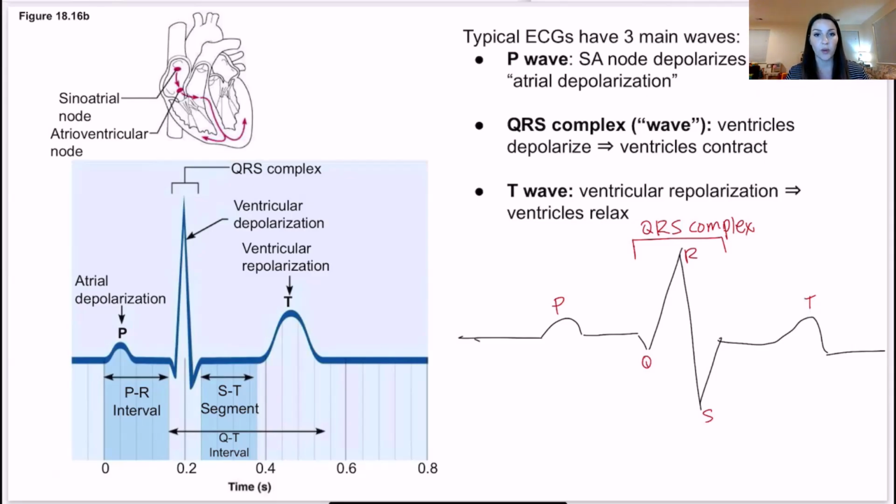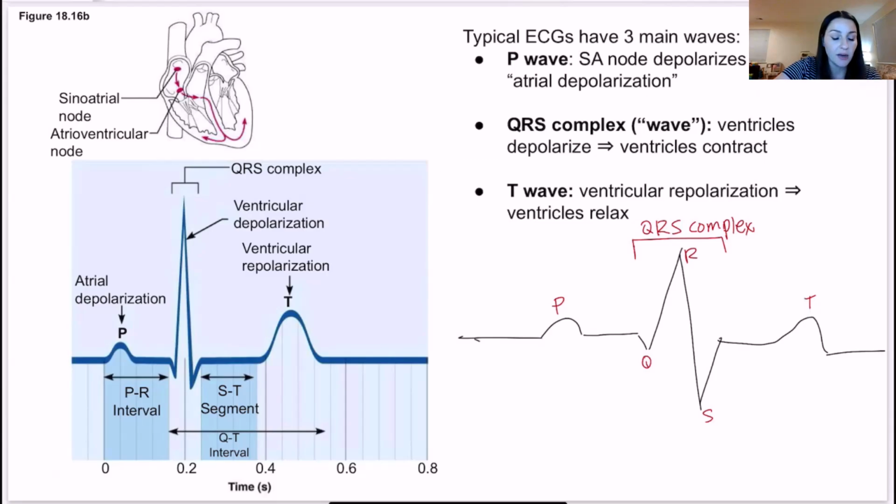Each of these waves means something is happening electrically, because our flat line here is no electrical activity. But then when we deviate away from that line, that means electrical activity is happening inside of the heart. So if we were to look at an ECG, we'd see these, hopefully in a normal ECG. We'd see the P wave.